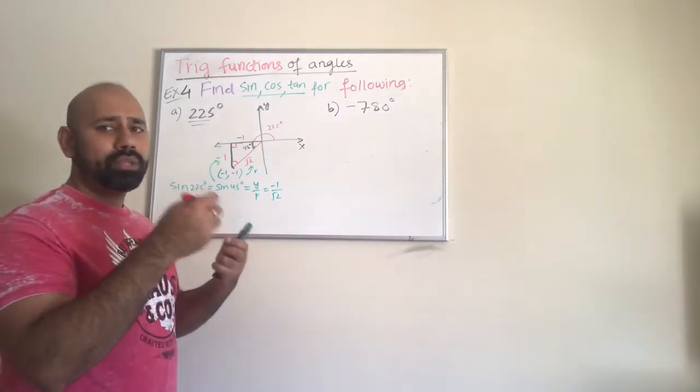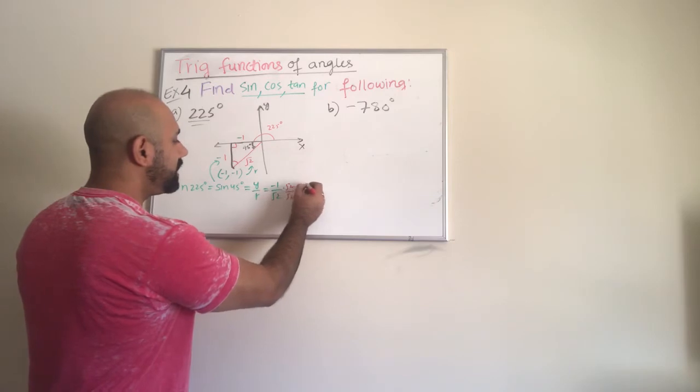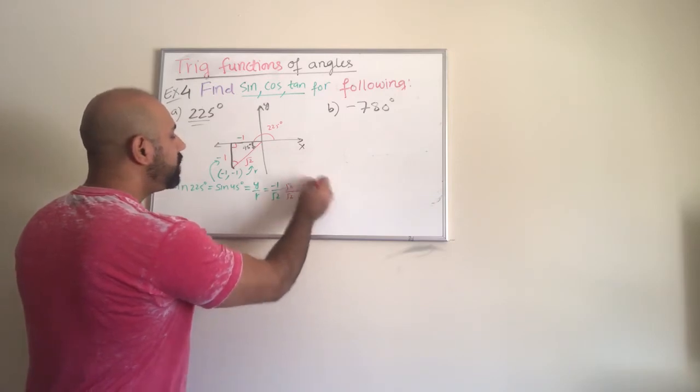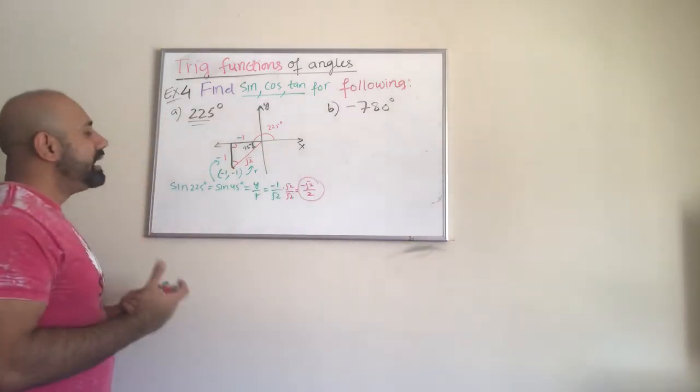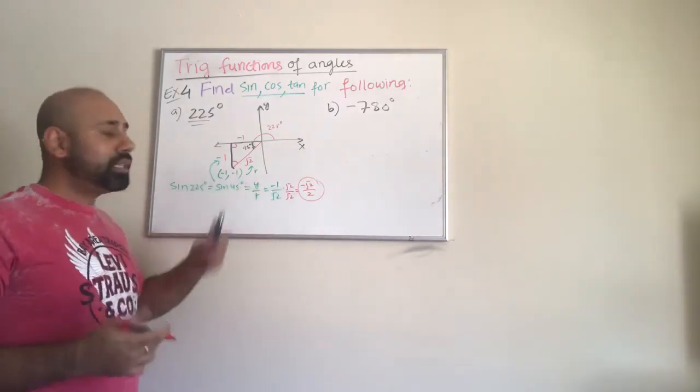We got to do the rationalizing. So guys, I'm going to rationalize by multiplying by radical 2 upstairs and downstairs, so I get negative radical 2 over 2. And the other thing, we know that the sine is going to be negative in the third quadrant, so it is negative in the third quadrant.